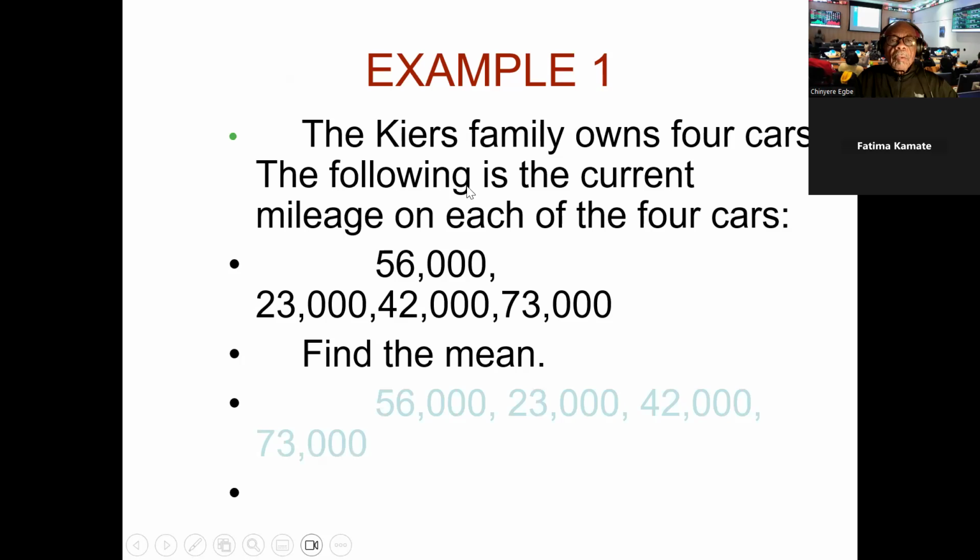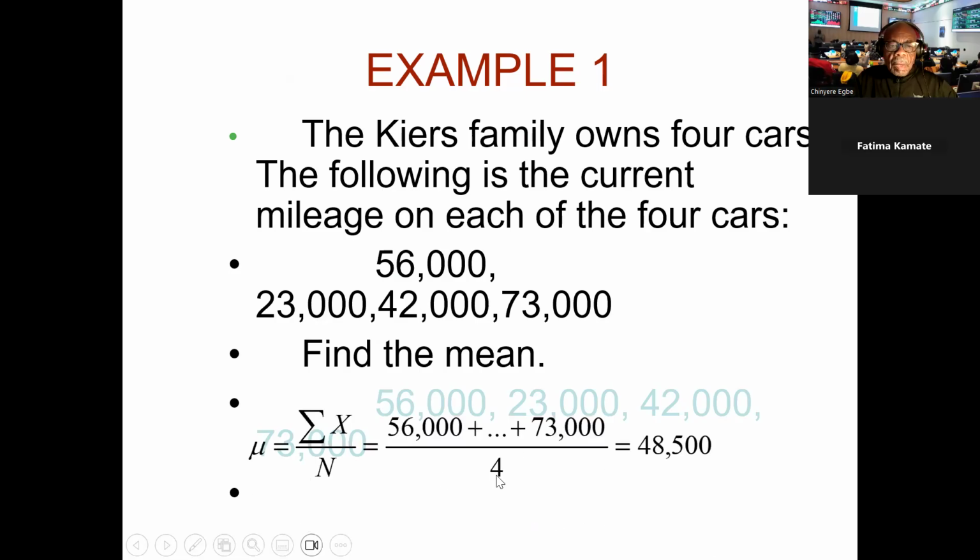Okay, so for example, it says the Kia family owns 4 cars. The following is the current mileage on each of the cars. Okay. One has 56,000, 23,000, 42,000, 73,000. And so the mean is the summation of x over n, which is 56 plus 73 plus 23 plus 42 divided by 4, which is 48,500. So the average mileage on the cars is 48,500.